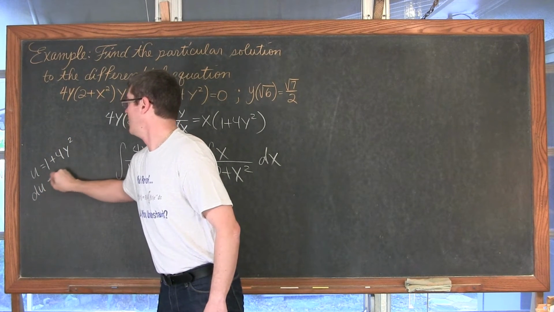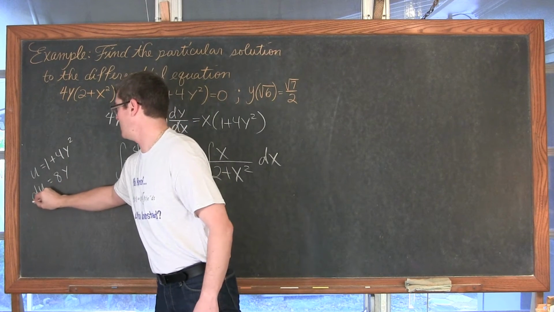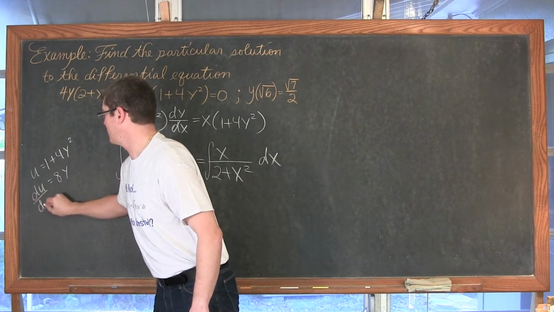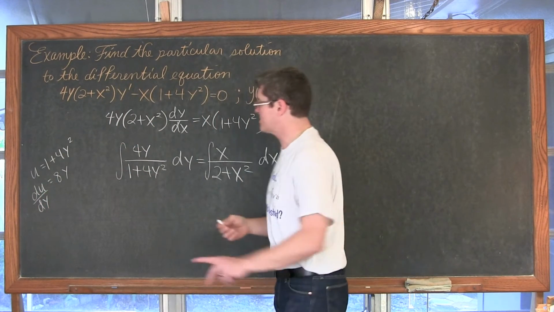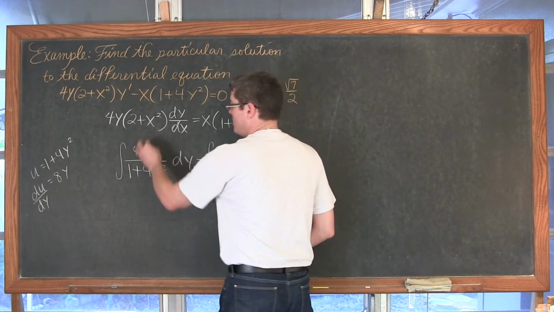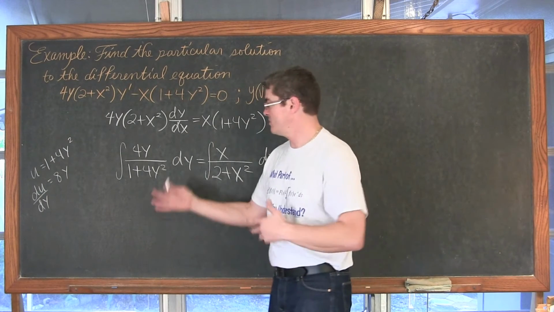Well, then du would be 8y, or the derivative of u with respect to y would be 8y. So if that were 8y, then I would match that du over u pattern, and I would basically be done and do my integration.